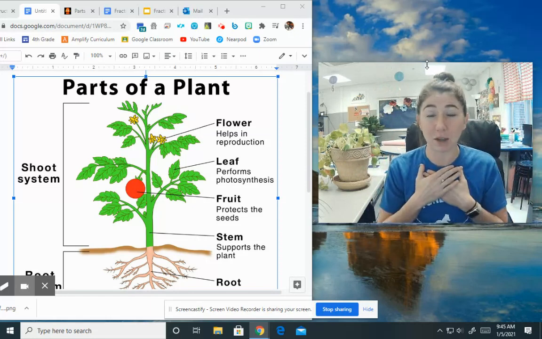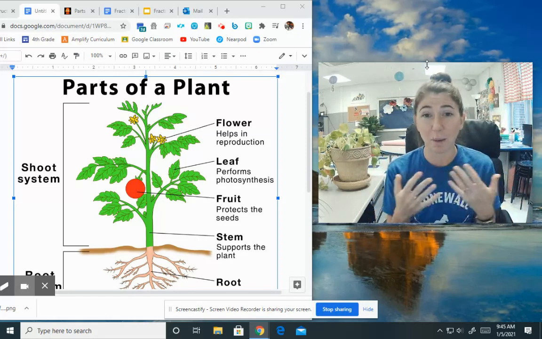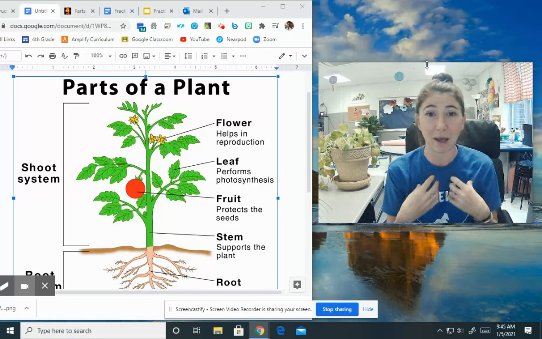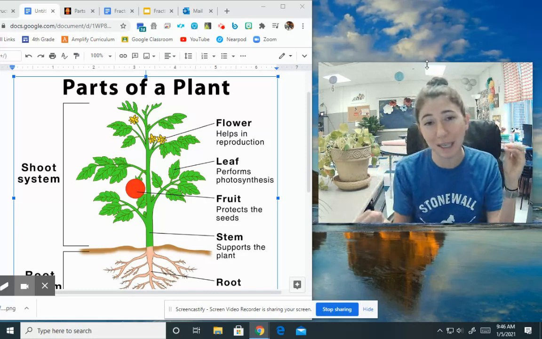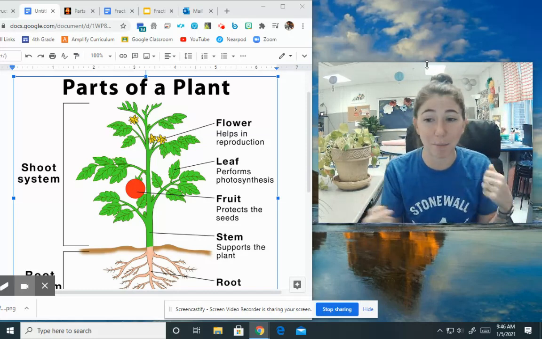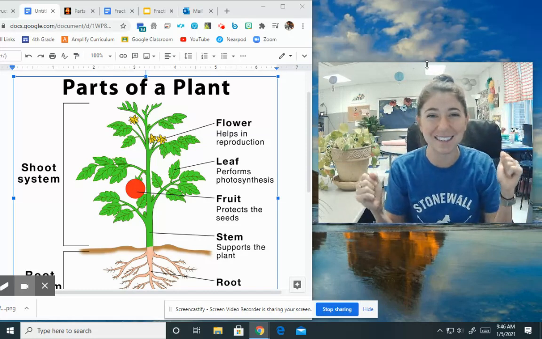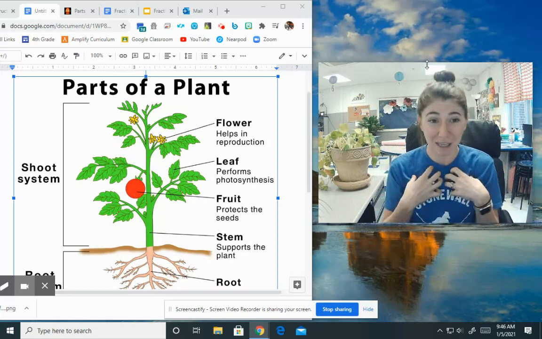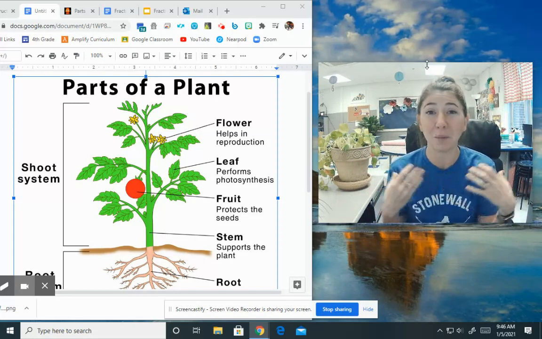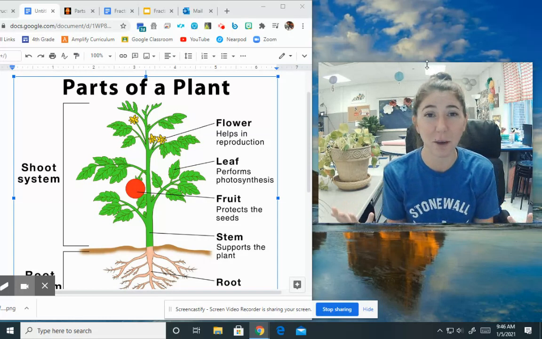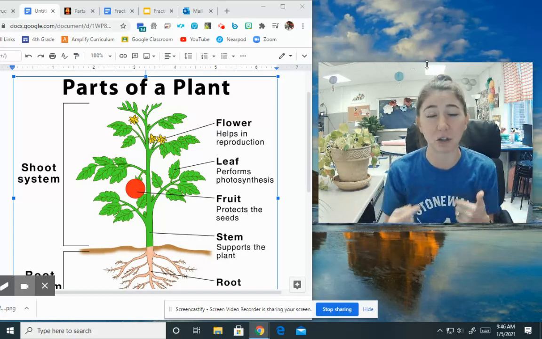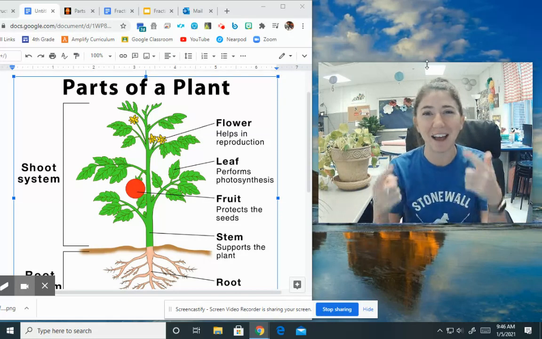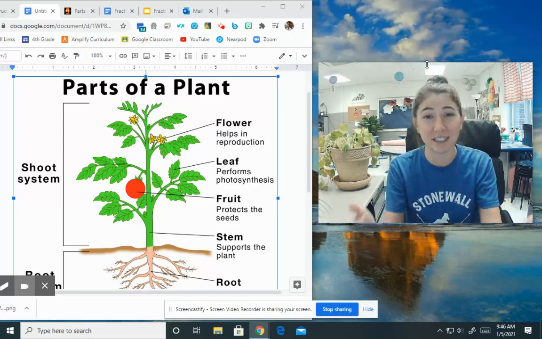So I think about Miss Albrecht, my structures, what builds me, what makes me who I am. I've got my eyes and my nose and my hair, my skin. Those are all the things that build me, my arms and legs, that makes me Miss Albrecht. You might have some of those same structures as well. But the function is what those structures do. So for example, I have my nose, the function is to smell.